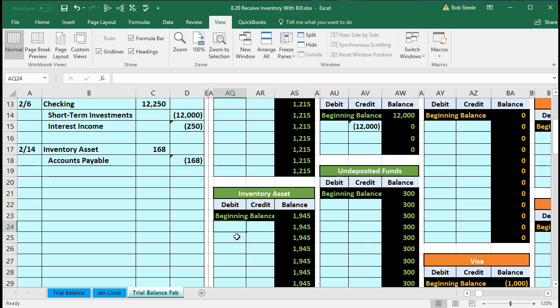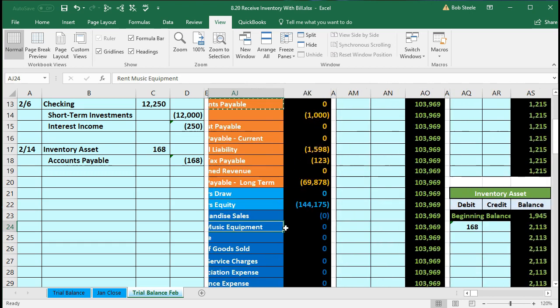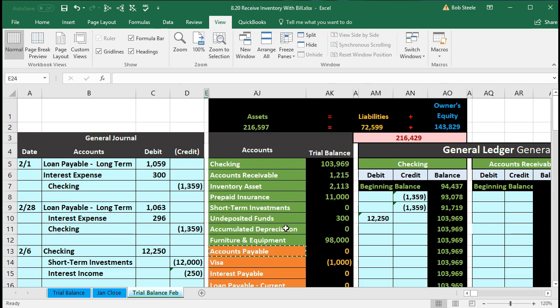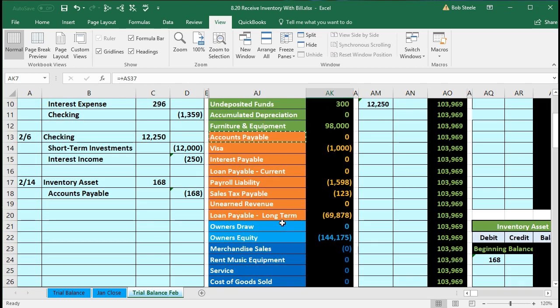AQ24 equals, we're going to point to C17. C17, it's right there. C17, enter. And that puts the 168, which increases the balance of 1,945 by 168 to 2,113. That then can be found in the trial balance. Scrolling up, there it is, 2,113.